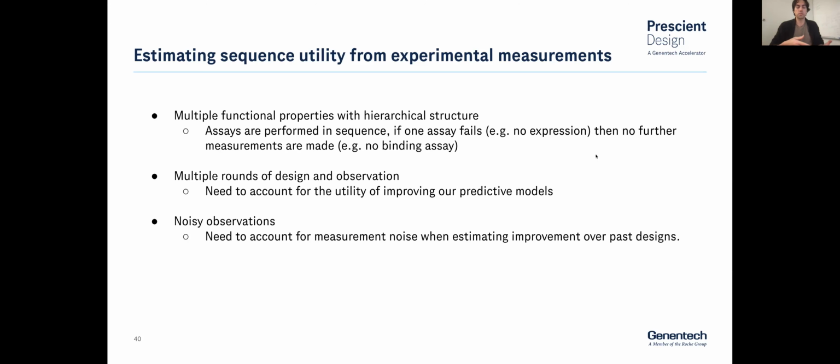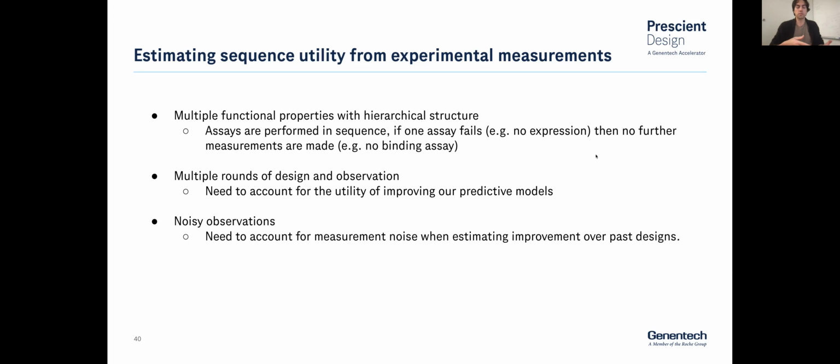And then finally, the assays that we use to measure these properties are extremely noisy. And so if you're using improvement-based notions of utility, then you need to account for measurement noise when you're estimating the improvement of some hypothetical design over what you've seen in the past.